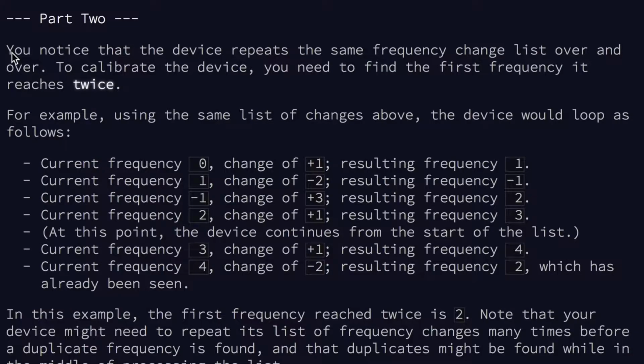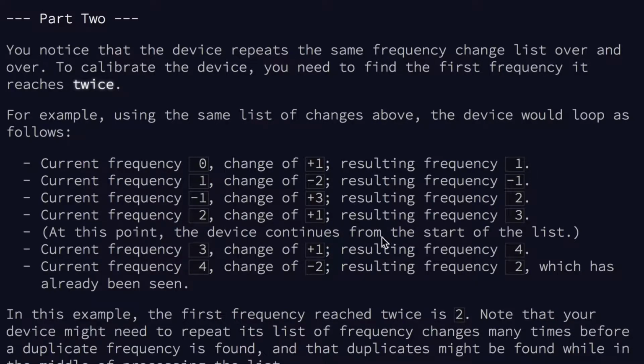Let's get it. You notice that the device repeats the same frequency change list over and over. To calibrate the device, you need to find the first frequency it reaches twice. For example, using the same list of changes above, the device would loop as follows. Frequency of 0, change 1, resulting frequency 1. Frequency of 1, change -2, resulting -1. -1 plus 3, 2, 2 plus 1, 3.